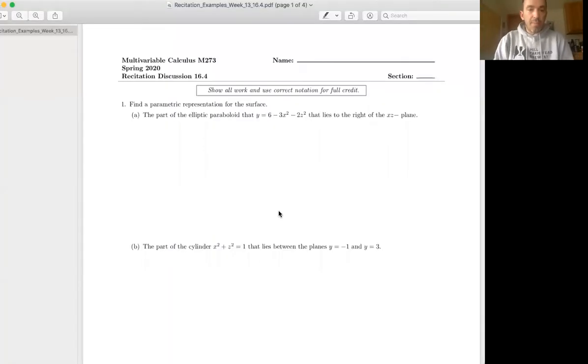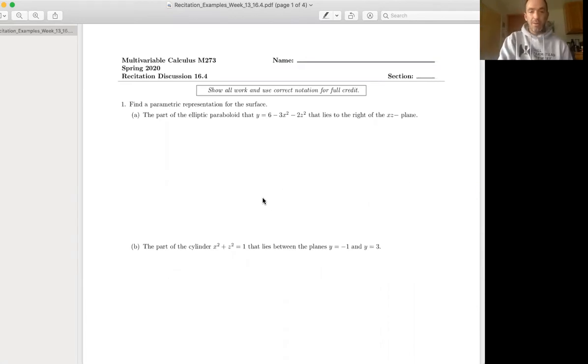Hi folks, I'm going to begin the week 13 recitation problems from 16.4. I've shared those in the chat and I'll try and mirror them right now. So 16.4 deals pretty exclusively with writing parametric equations and changing between variable systems here. You're going to use some of these techniques in 16.5 as well.